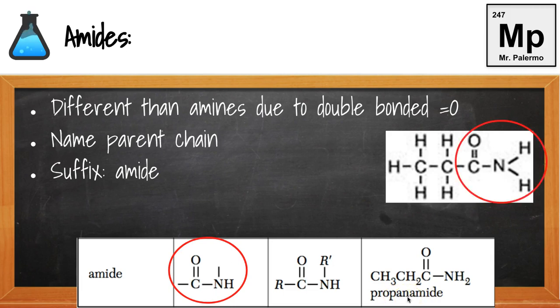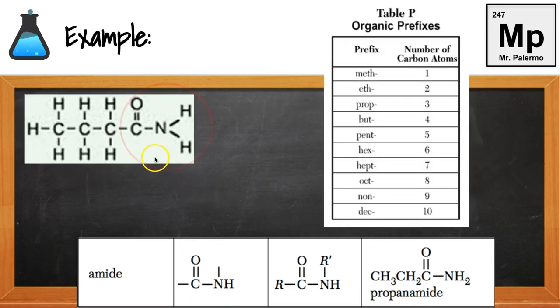And so when we look at an example, we locate our functional group, we know it's an amide, we know our ending is going to be that, and so now we're going to count up the carbons. We have 1, 2, 3, 4 carbons. 4 carbons is but-, so instead of propanamide, we're going to have butanamide.